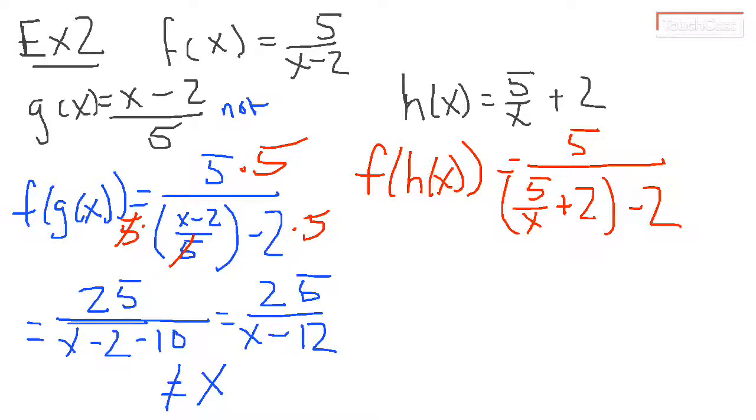Now what's going to happen in our denominator, these parentheses are really not necessary. The 2 minus 2 is going to cancel out and make 0. So we're going to have 5 over x. And we don't like having fractions within fractions. So to clean things up, we're going to multiply everything by an x.